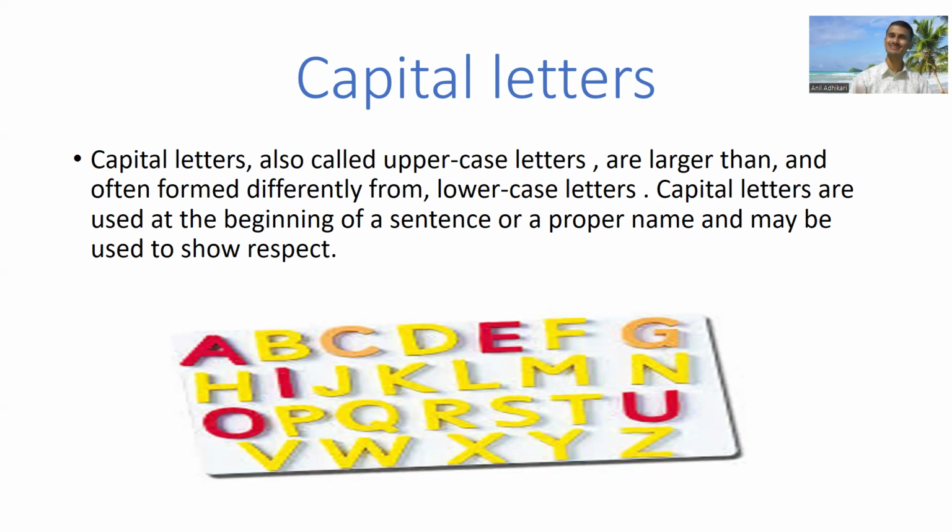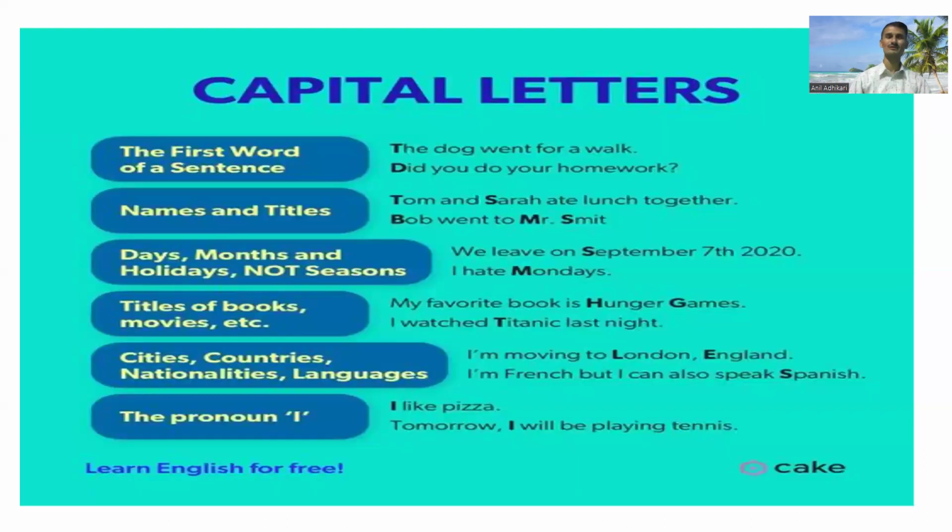Okay, now let's look at some rules of using capital letters. First of all, the first word of a sentence. As shown in the example, you can see in the sentence, "The dog went for a walk." The letter T is capital. It indicates the first word of a sentence. The is the first word. Here T is capital. Similarly, "Did you do your homework?" Here the word did, and the letter D is in capital form.